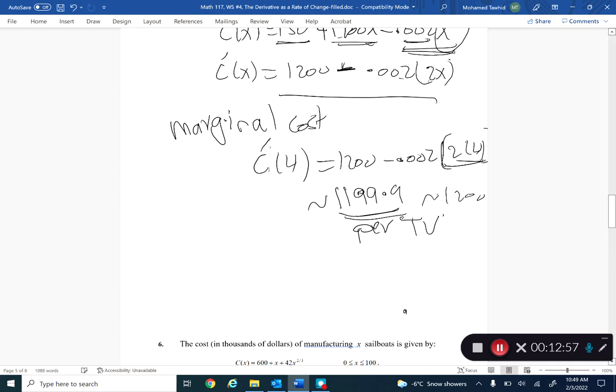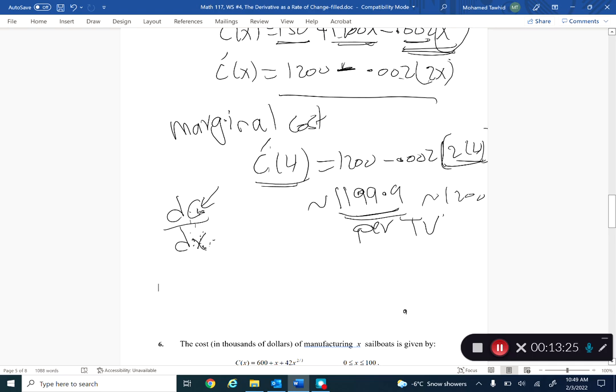Why per TV? What is C prime? Let me ask you, what is C prime? dC by dx, the derivative dC by dx. What is the unit of C? That's the cost, should be in dollars, right? What is the unit of X? That is the number of TV. So it will be dollars per TV, cost per TV. That is what comes from this one here.